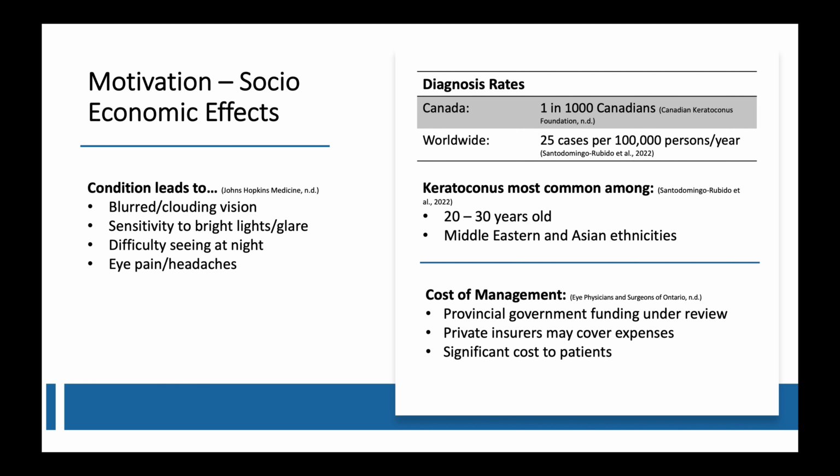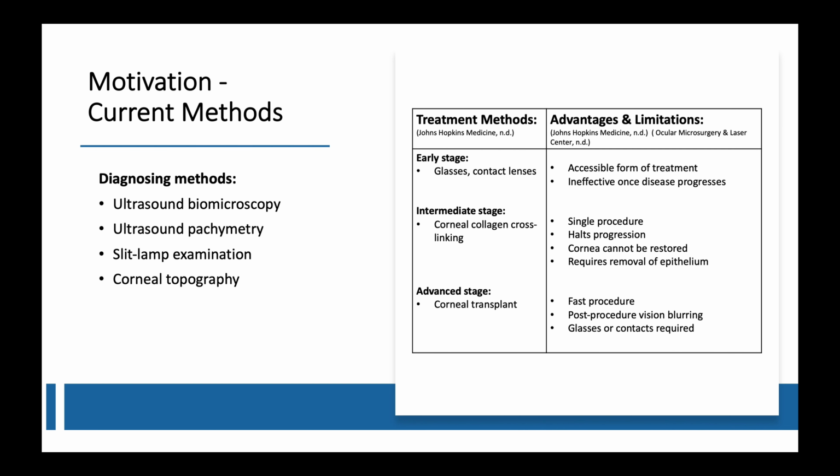The cost of managing the disease can become quite difficult due to its rarity in our healthcare system. The Ontario provincial government is reviewing the results of studies to determine whether funding for treatments and surgery is an option. Some private insurers may also offer funding, however, this is assessed on a case-by-case basis. Essentially, the cost of treating keratoconus often falls largely with the patient once they are past simpler solutions such as glasses or contacts.